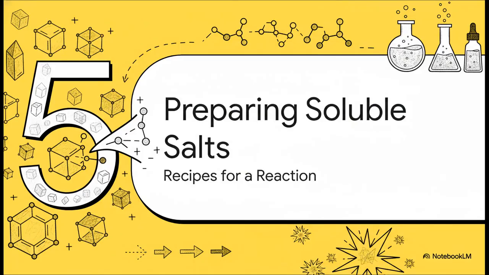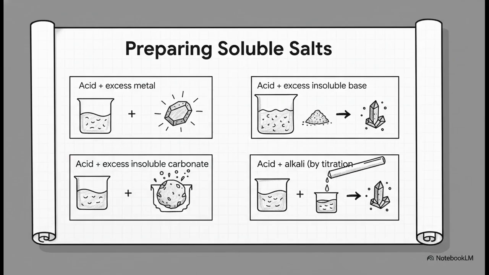Now, chemists are really good at this. They've basically got it down to a science, with specific recipes for creating pretty much any salt they need. And it all just depends on the ingredients you start with. So you can see here there are 4 main recipes for cooking up a soluble salt. You can take an acid and mix it with a reactive metal, an insoluble base, a carbonate, or an alkali. Which recipe you choose really depends on the exact salt you're trying to make, because as we're about to see, each one produces different results.